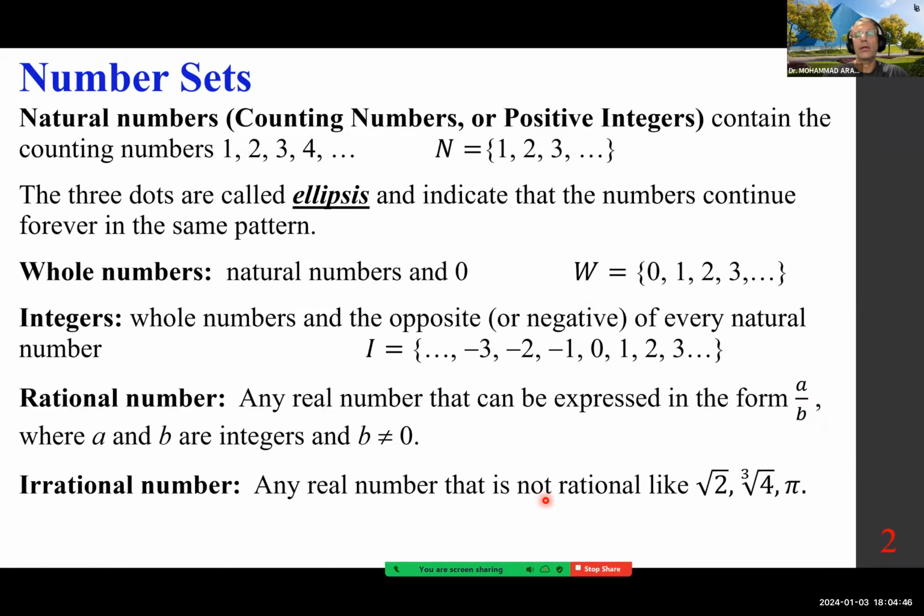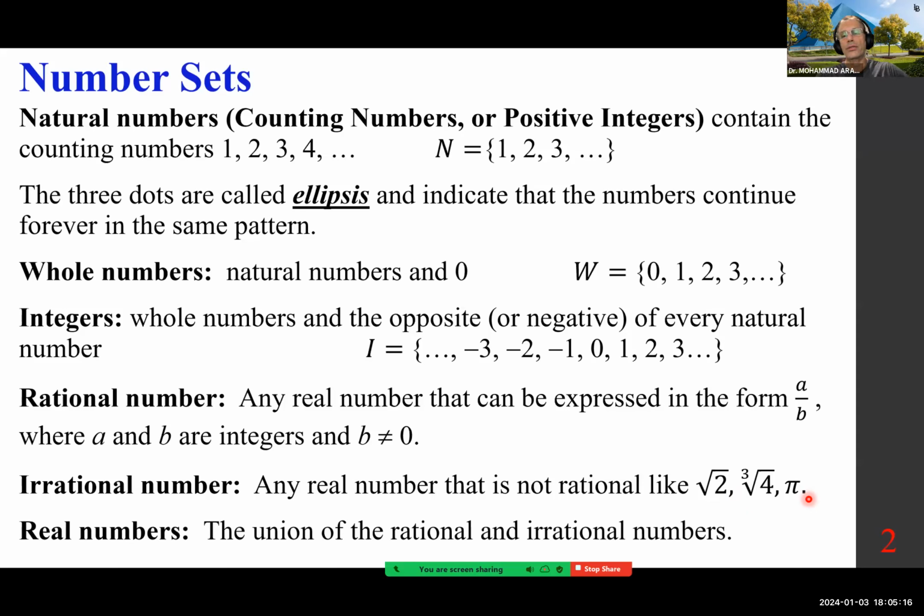Irrational numbers: any real number that is not rational. Examples are square root of 2, cube root of 4, pi. Remember, pi is 3.14159, and it continues indefinitely. So if a decimal is repeating, it is a rational number. If a decimal ends, it's terminating, it's a rational number. But if it's non-terminating, it's an irrational number. And the real numbers contain all of those, the union of the rational and irrational numbers. So everything combined, we call real numbers.